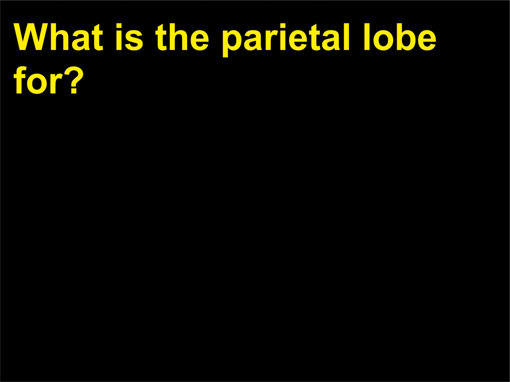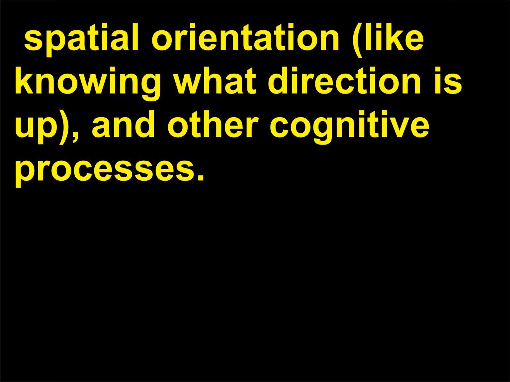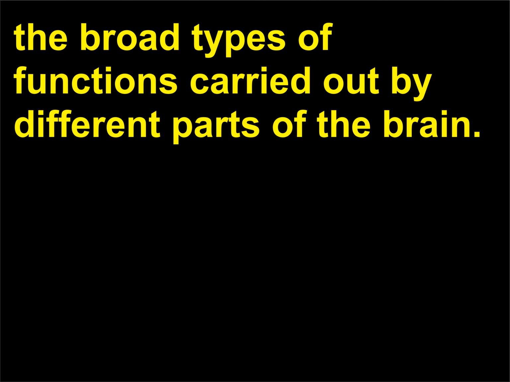What is the parietal lobe for? Your parietal lobe controls your speech, visual perception, pain, and touch perception. Spatial orientation, like knowing what direction is up, and other cognitive processes. As you can probably tell by now, there is some degree of overlap between the broad types of functions carried out by different parts of the brain.